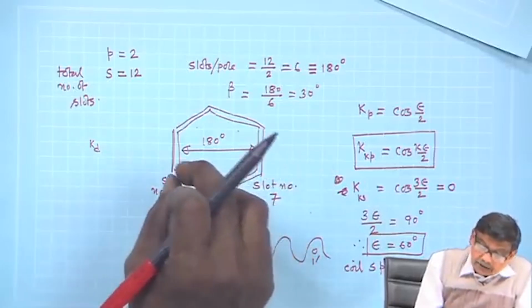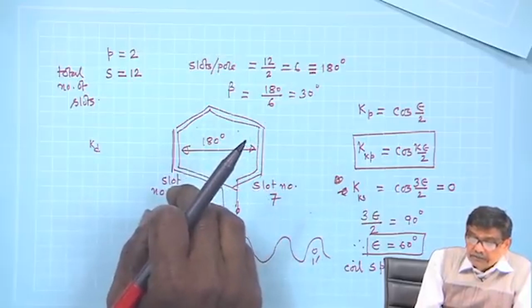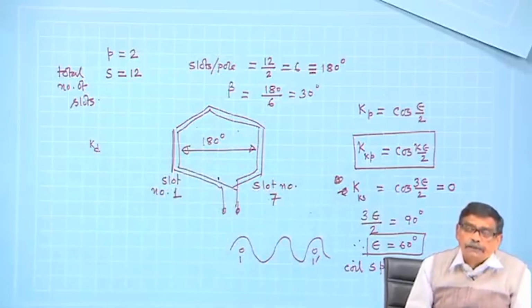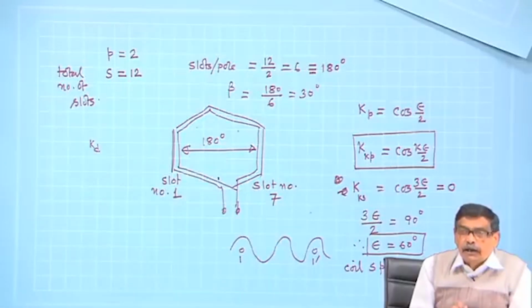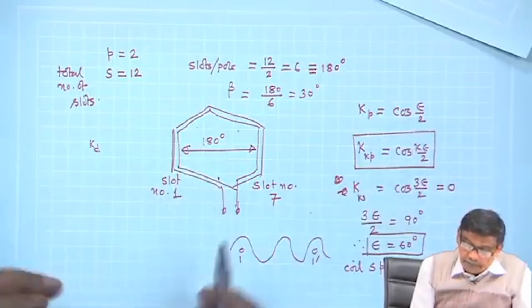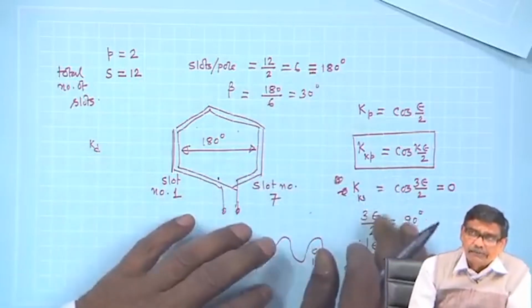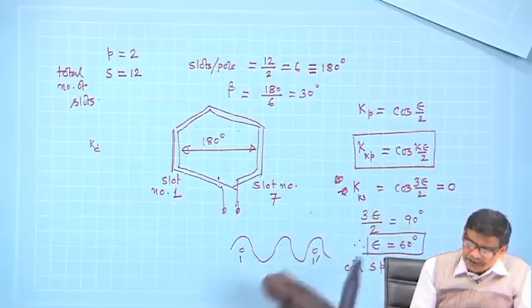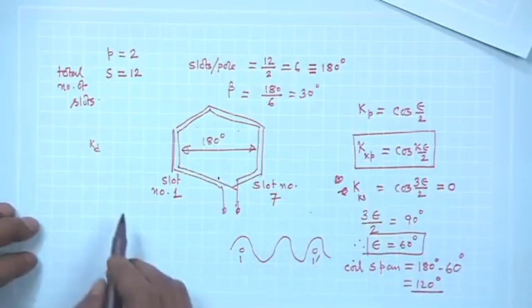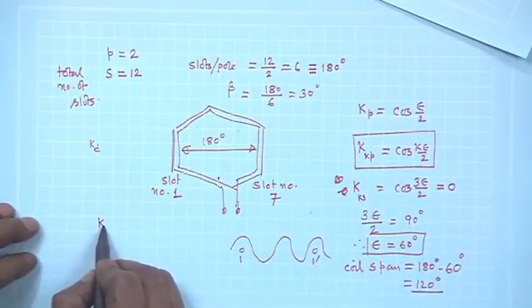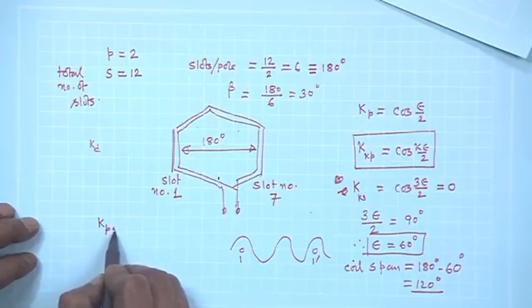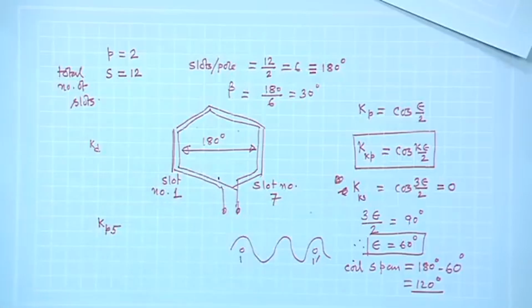By what angle I will short pitch is decided by me. If I want to eliminate, suppose in the same problem, if somebody says okay, third harmonic, let it be, just for academic exercise I am telling, third harmonic I do not mind, let it be there, but what will be the pitch factor corresponding to fifth harmonic I want to eliminate.